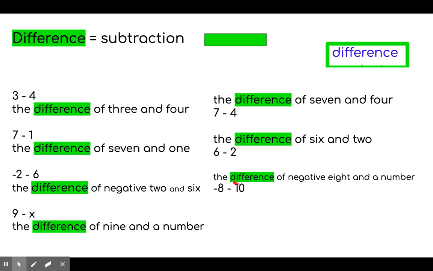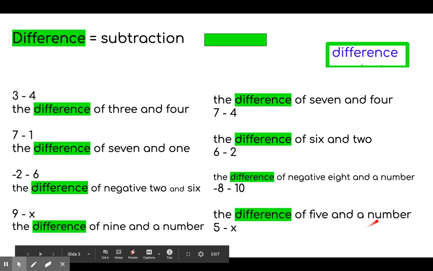Oops. Thank you. Okay, I made a mistake. This should be an X. The difference of 5 and a number. There we go. There's the X.